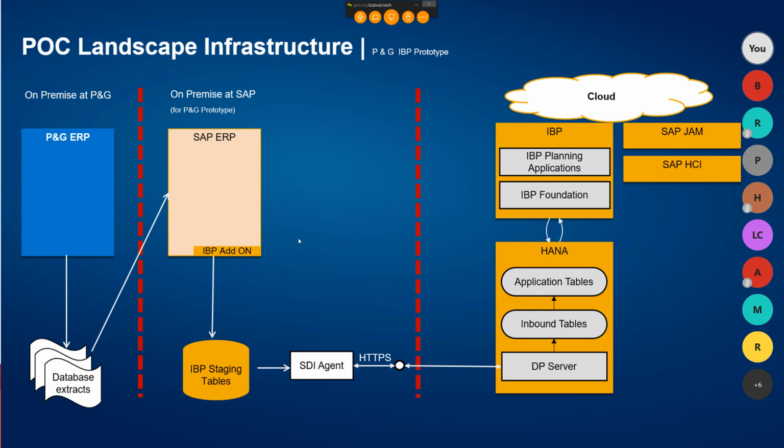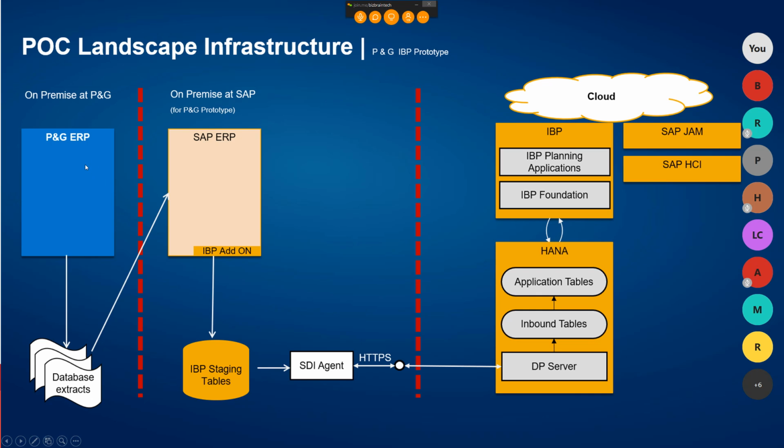And 80% of the project effort went into creating this landscape or making the data flow possible. The major challenge was that for the prototype system, they were not having ECC. Procter & Gamble didn't provide us ECC because it is a critical system for them and they don't want to give their ECC system for a prototype to an external party. So we created a shadow ECC system. Between the red lines, this is a shadow ECC system created by us.